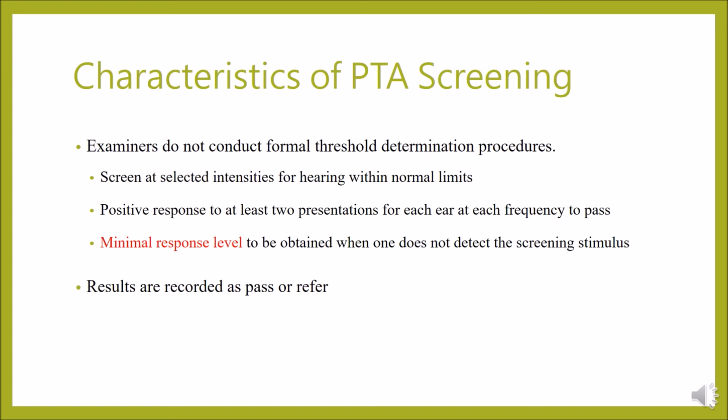In pure tone audiometry screening, examiners do not conduct formal threshold determination procedures. Instead, we screen at only selected intensities, which marks the ability to hear within normal limits. At least two positive responses are needed at each frequency to pass. In case of no response at normal intensities, minimal response level for a stimulus should be obtained. Only by then, the results are recorded as either a pass or refer.